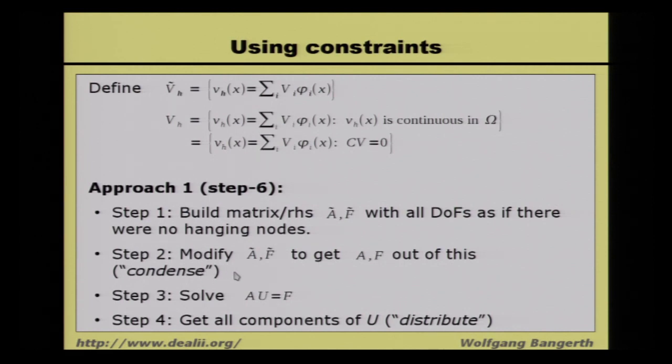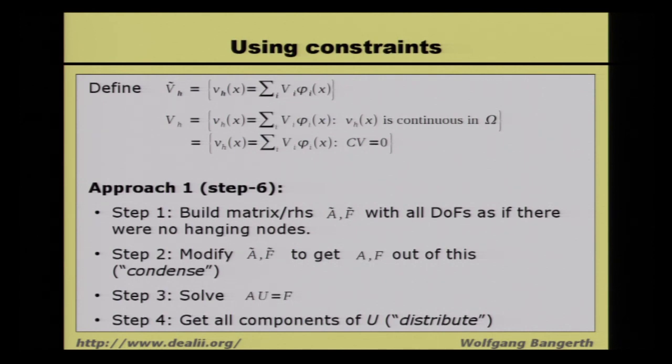So the class ConstraintMatrix has a function condense that takes a matrix and a right-hand side, A tilde and F tilde, and modifies them in some way or other so that you get A and F out of this. And then I solve my linear system, AU equals F, and I get the solution U out of this.